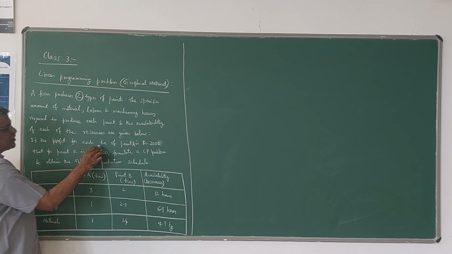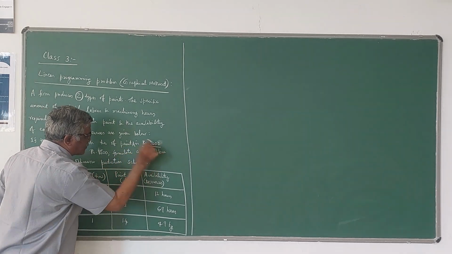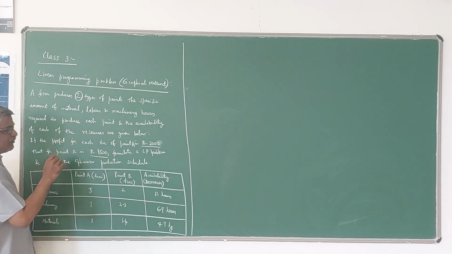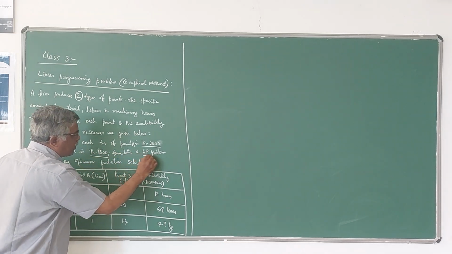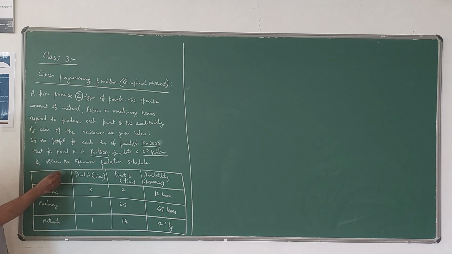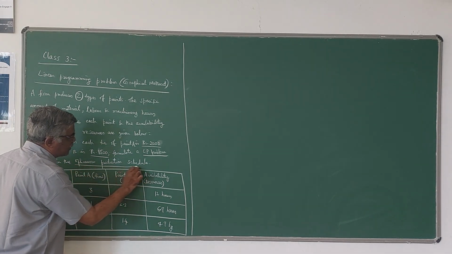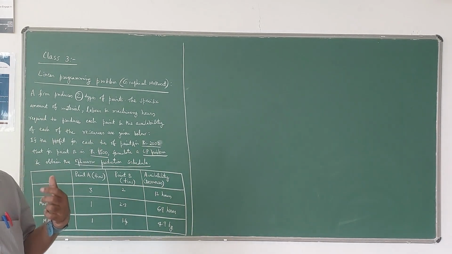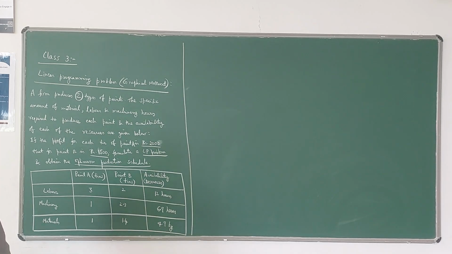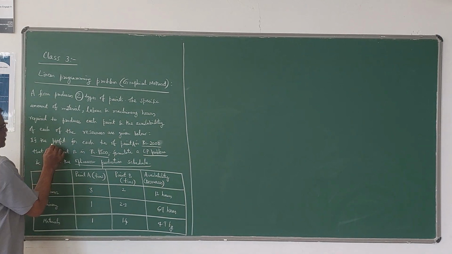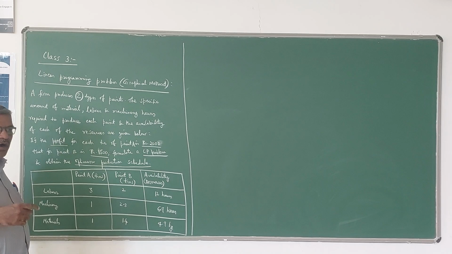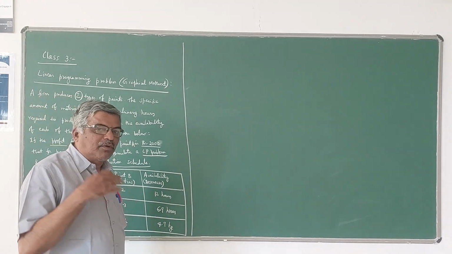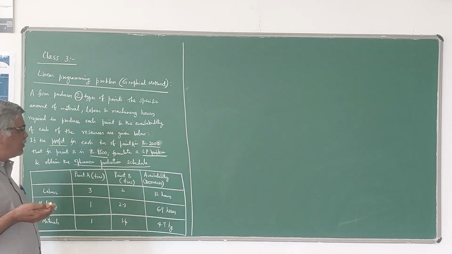If the profit for each tin of paint A is rupees 2000 and for paint B is rupees 1500, we have to formulate a linear programming problem and also obtain the optimum production schedule. That means this is a problem of maximization of the profit. In optimization, if you take the cost of a project, then we have to minimize the cost. If you take the profit, then we have to maximize the profit.